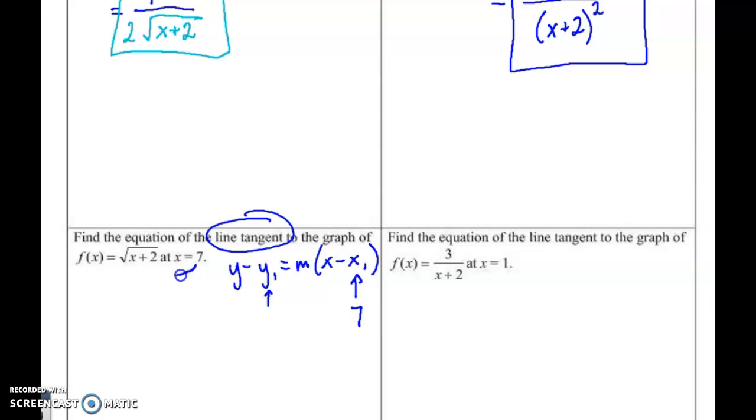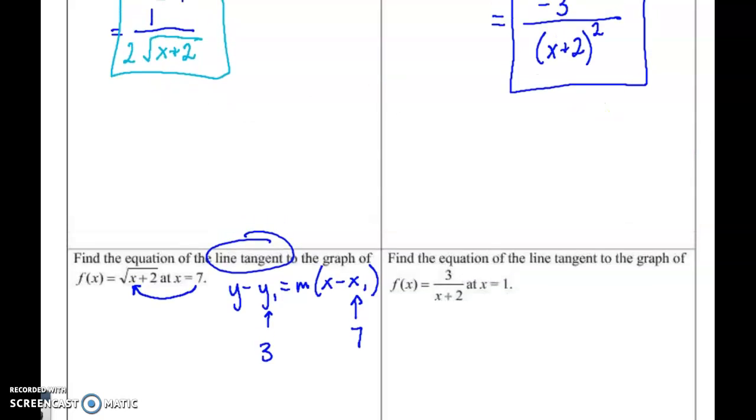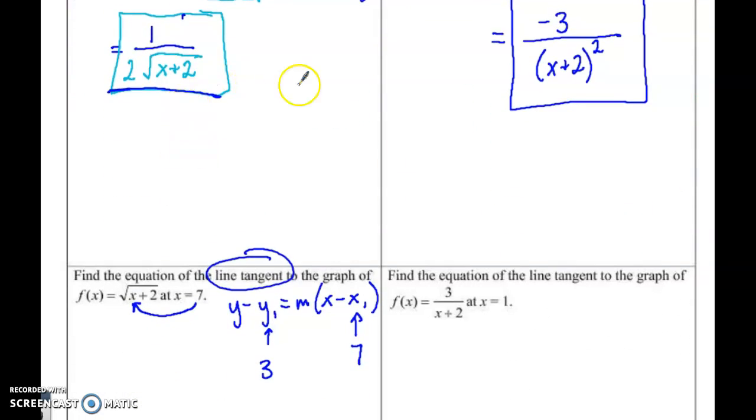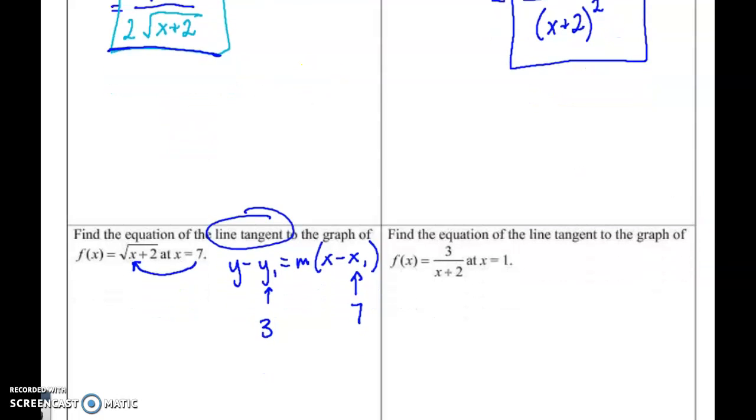Well, that's pretty straightforward. Just plug in 7 right here. 7 plus 2 is 9, and then the square root of 9 is 3. But finding the m is going to be a little trickier. But we just found out the slope of the curve up here. I don't know if you noticed, this is the same equation as right above it. Didn't realize that was the very next question.